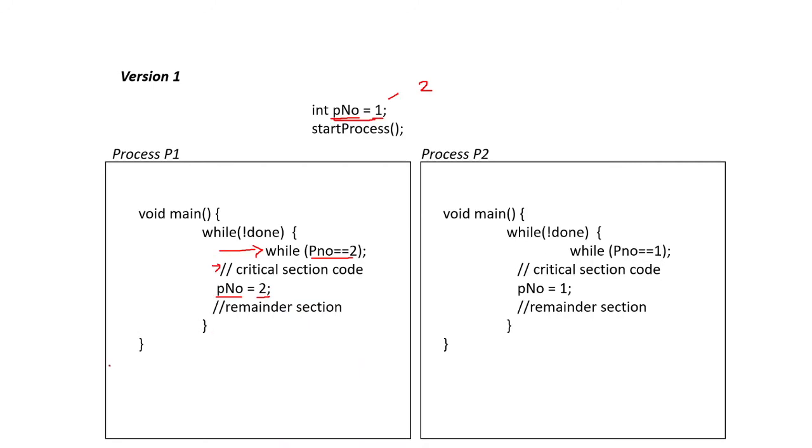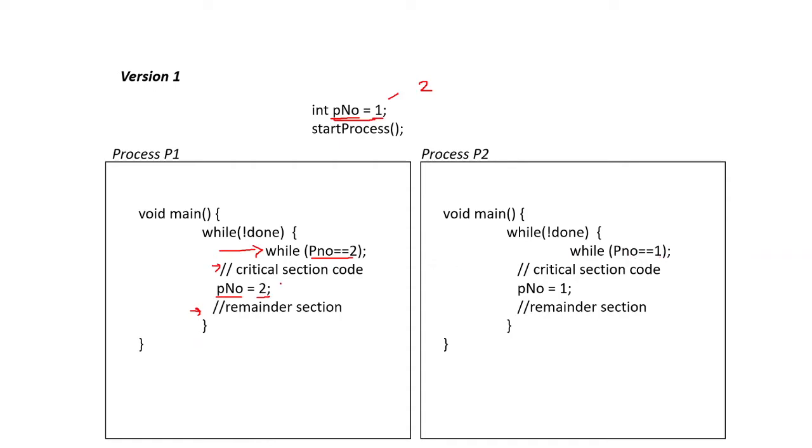Now let process p2 start while p1 has exited or is executing in the remainder section. So now before process p2 tries to enter into the critical section, it will need to check if this is process 1's turn to enter into the critical section.